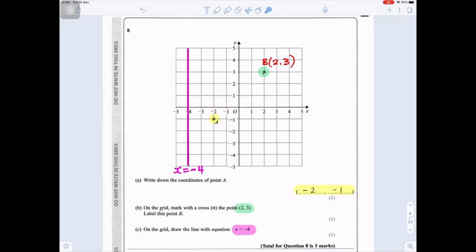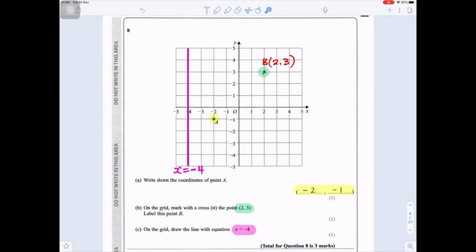Part B. On the grid, mark with a cross X the point 2, 3. Label this point B. 2 to the right and 3 up. And you mark the point there, and that's the point B.